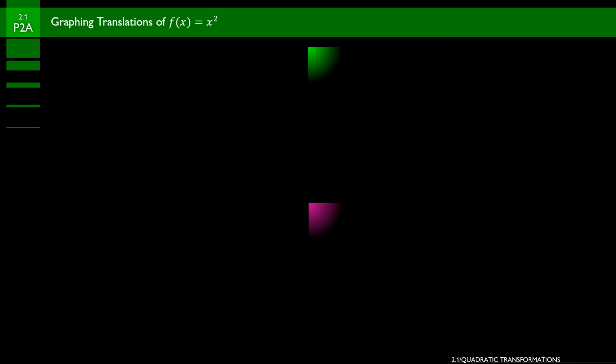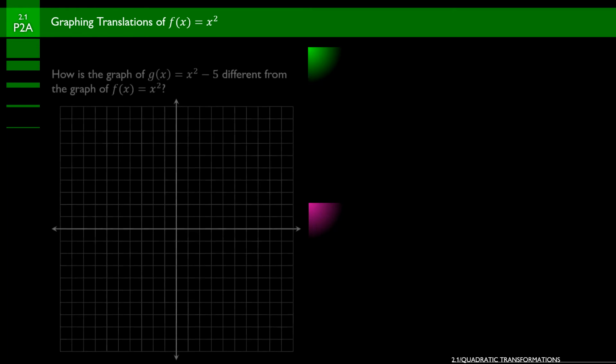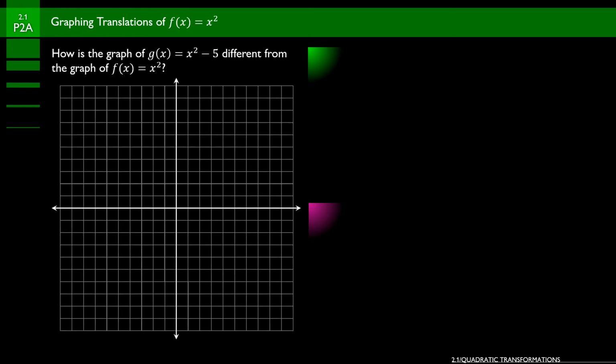In problem number 2a, we're going to graph a translation of f of x equals x squared. So we're asked, how is the graph of g of x equals x squared minus 5 different from the graph of f of x equals x squared? Now, f of x equals x squared is our parent function, so we're going to go through pretty quickly and just graph that out. The equation is f of x equals x squared.